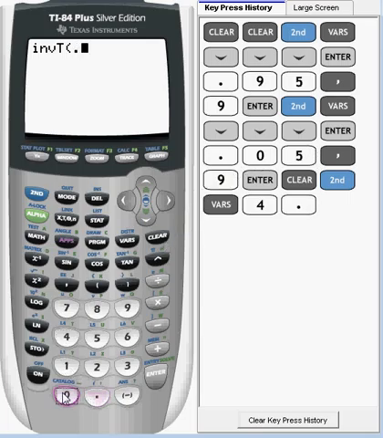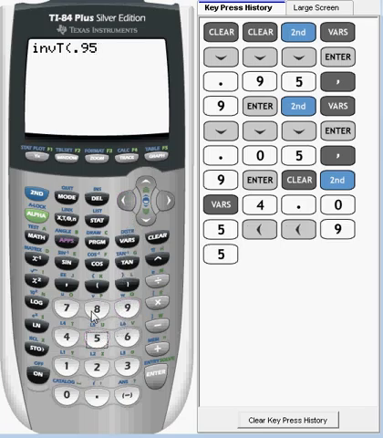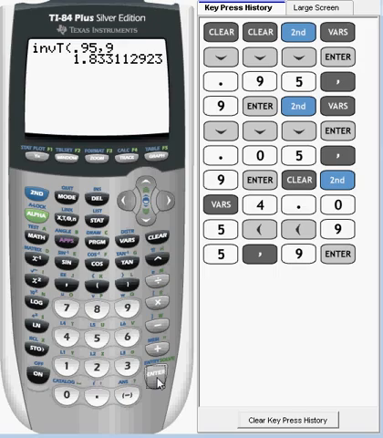I enter 0.05, that's the proportion to the, let's see, it was a 0.05 to the right, so that means there's a 0.95 on the left, 9 degrees of freedom, and hit enter, and there's our solution, 1.833. Usually t values we round to 3 decimal places.